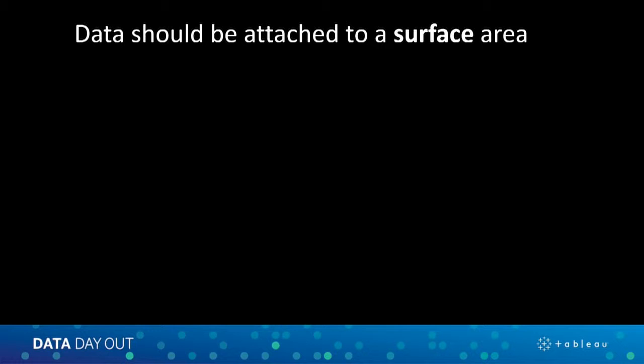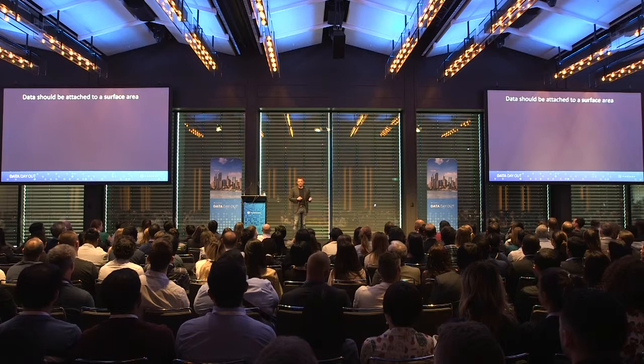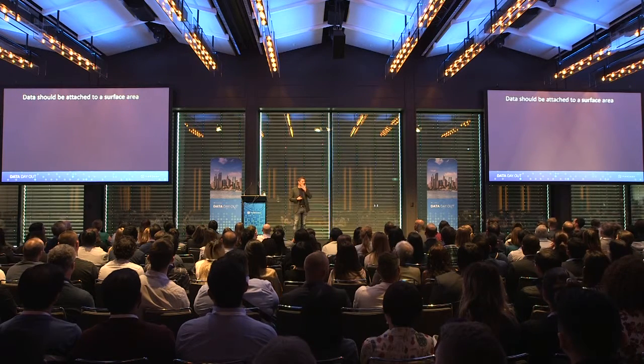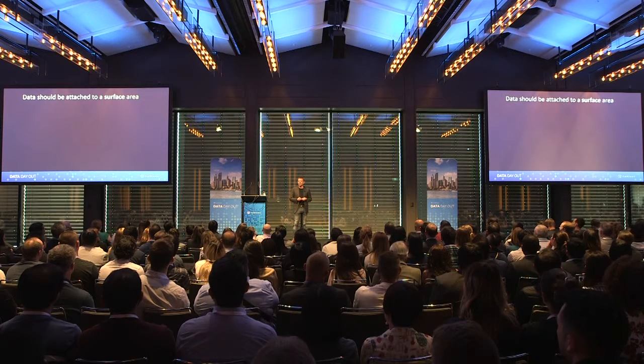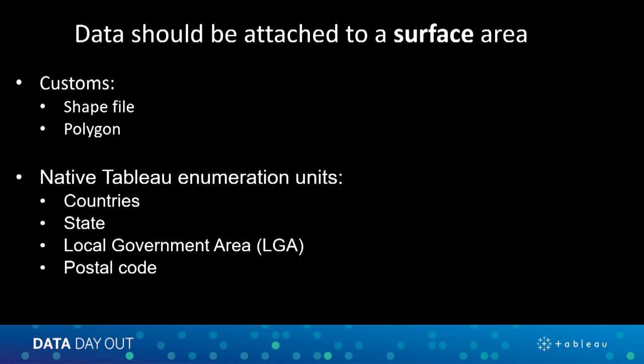So there are a number of conditions that should be met, or which are better to have, when you build this kind of map. The first one, maybe it's obvious, is that your data needs to be attached to a surface area. What does that mean? Obviously, if you have custom data, so if you use a shapefile or polygons, you will be good. And if you want to use the geolocalization functionality of Tableau, that will work as long as you have country, states, LGA, which is actually county in Tableau, and postal code. Because for all of these, Tableau knows the polygons around them.